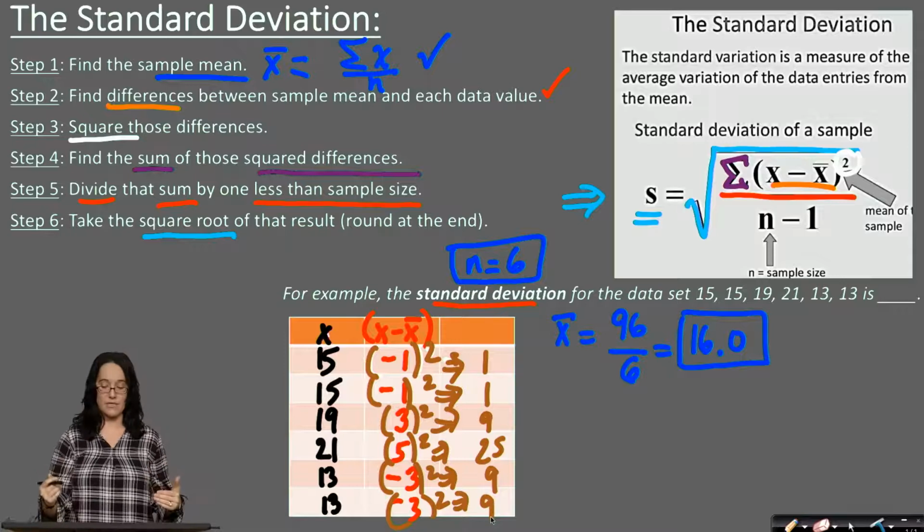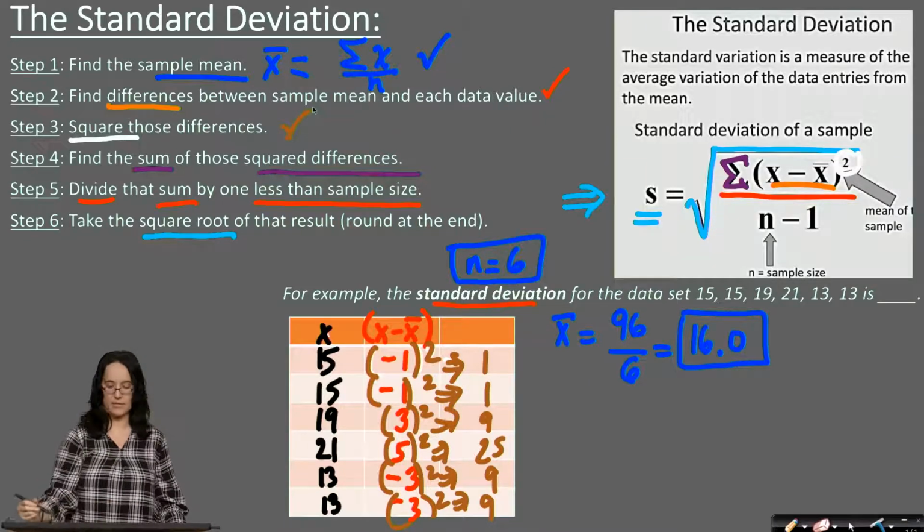So now that I add all of these up, I get 1 plus 1 plus 9 plus 25 plus 9 plus 9. Why am I adding those up after I find all of those square differences?